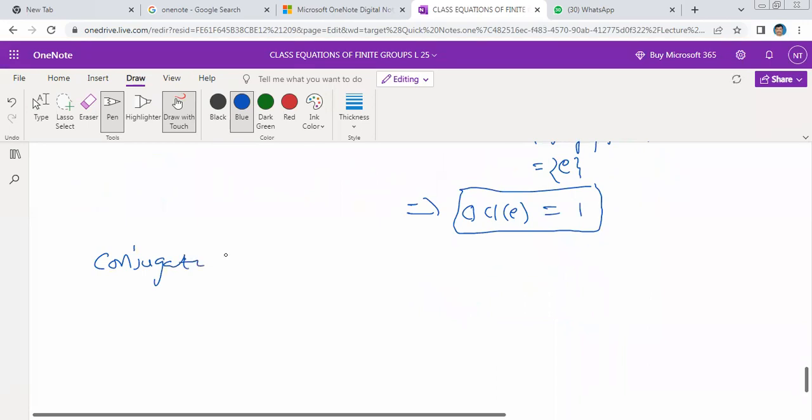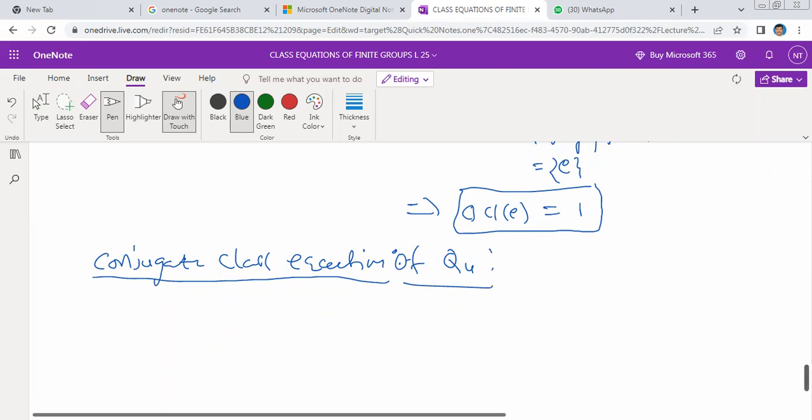Conjugate class equation. Questions like this were also asked earlier in CSIR. You should look at this carefully. Now in this context, I will discuss how many conjugate classes there are. What is the conjugate class equation? First I'm taking one quaternion group, the conjugate class equation of Q4. I'm taking the quaternion group as a simple group.